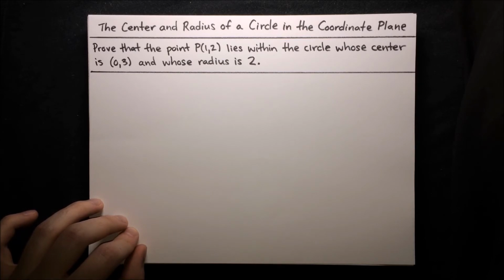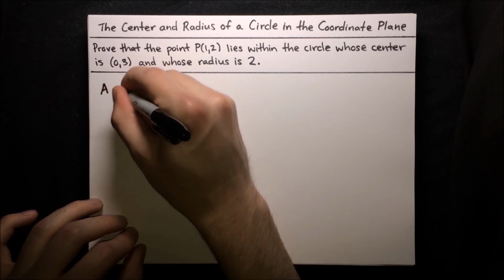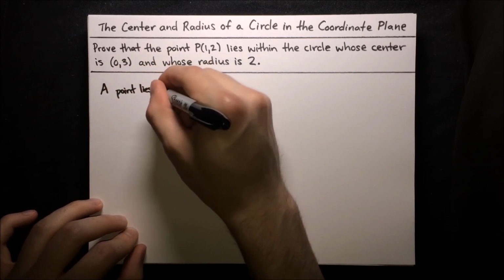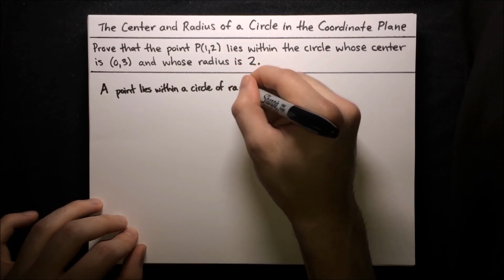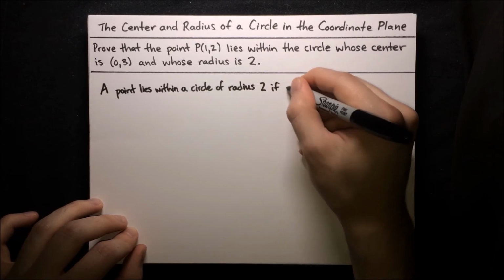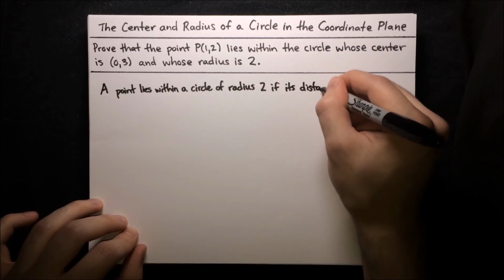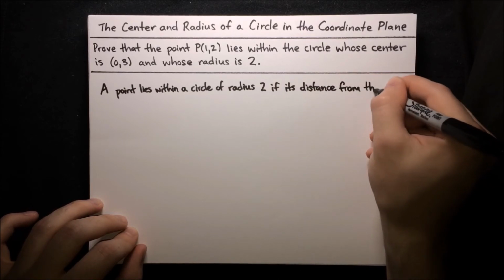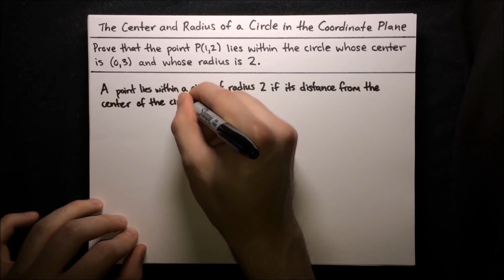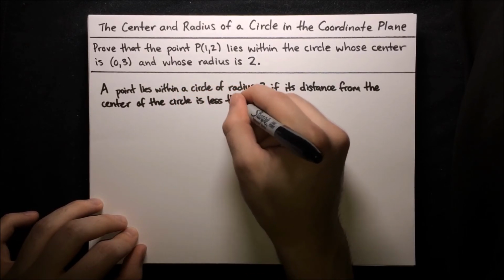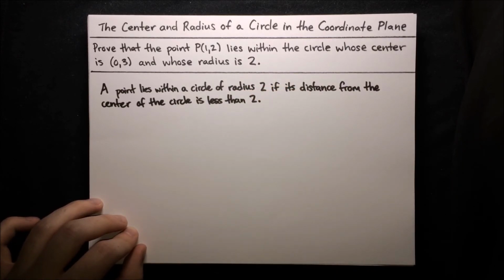More precisely, and for this circle in particular, we write that a point lies within a circle of radius 2 if its distance from the center of the circle is less than 2. So in order to conclude that the point P (1, 2) lies within the circle, we just need to compute the distance between P and the center (0, 3), and then show that that distance is in fact less than 2. So let's go ahead and compute that distance.